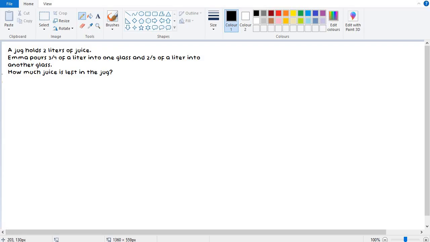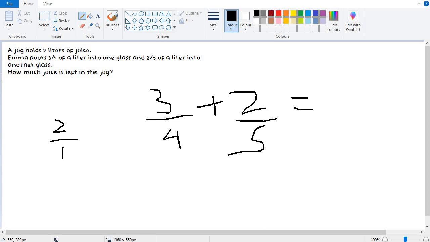So 2 liters as a fraction will give us 2 over 1. When you convert it into a mixed number, it will become 2 wholes. And Emma pours 3/4 of a liter and 2/5. So we need to find how to work it out. Basically, we just have to add them up.